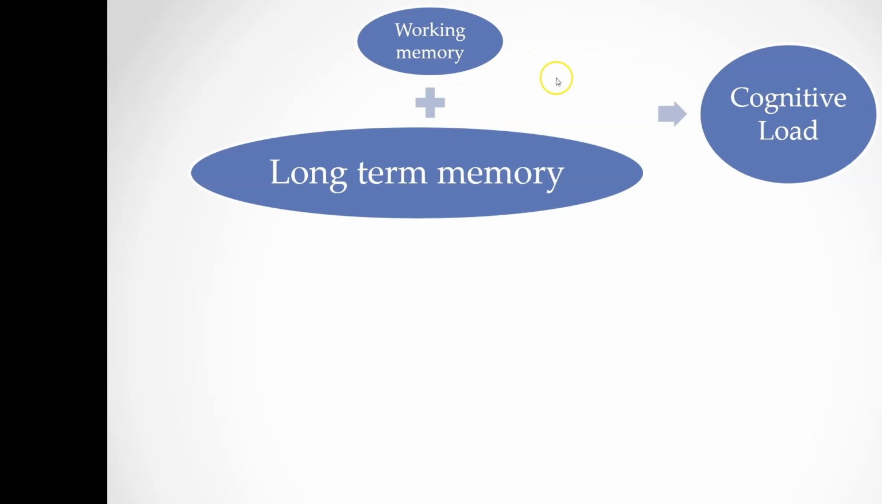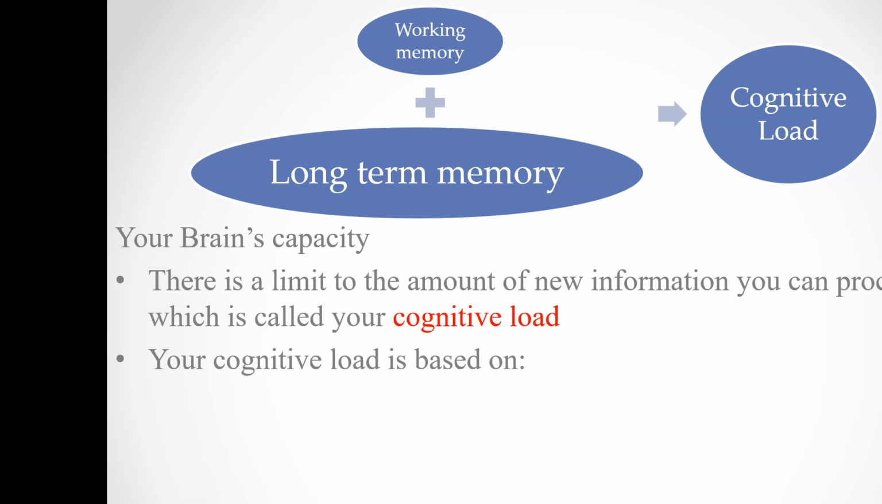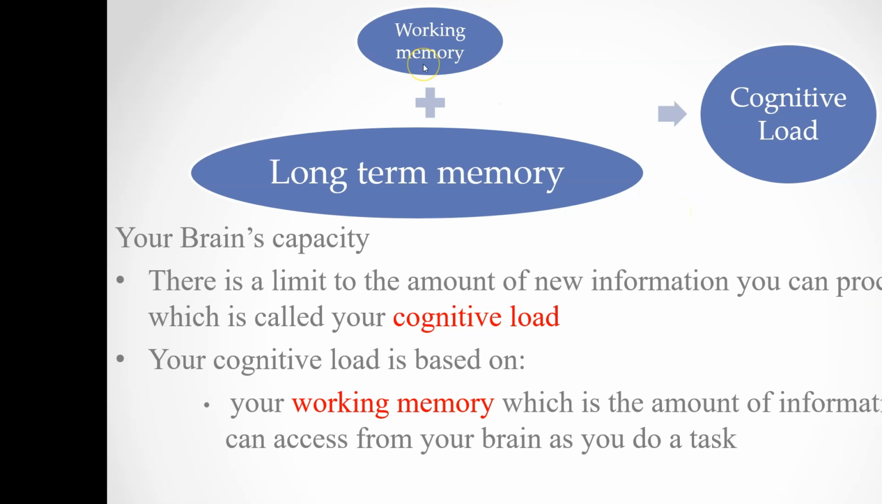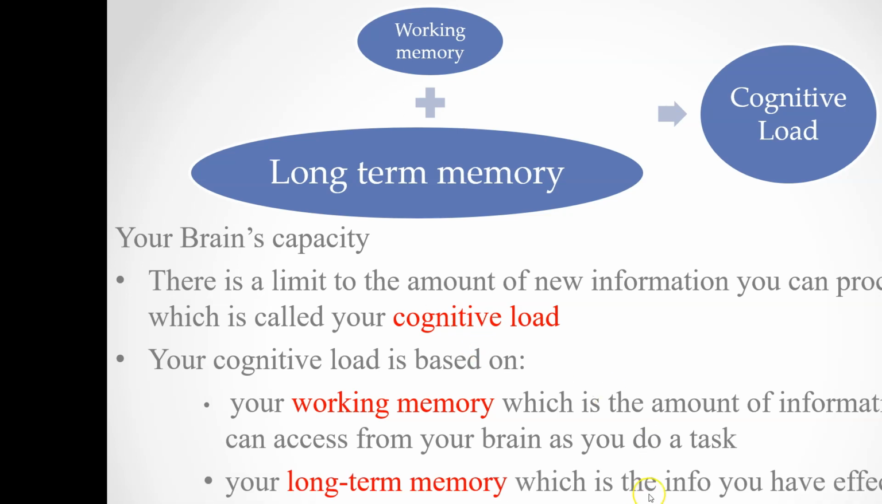The other component of your cognitive load is your working memory. And this is, as you can see, based on the size of the circle, much more limited. This is very small. You can do things to kind of increase your working memory, but that's kind of like your limiter. So let's get into this. There's a limited amount of new information you can process that is called your cognitive load. The cognitive load is based on your working memory, which is the amount of information you can access as you do a task. So this is things you can readily access from the information that your brain has, and your long-term memory, which is basically the info you've effectively saved. So between the two of these, it determines your cognitive load.